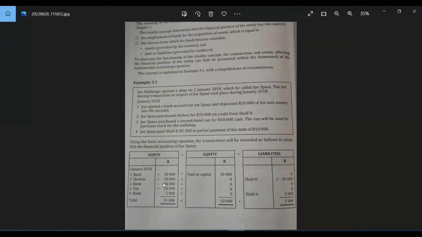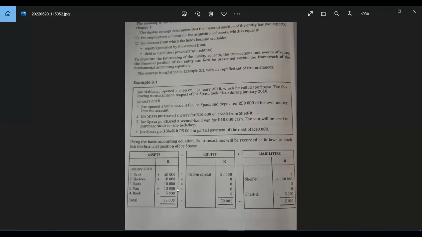So this was number 3. It's plus and minus 10,000. You can see that here. So your bank account will decrease by 10,000. And then see number 3, it's got it twice because it was the debit and credit both in your assets. Okay, so your bank is decreasing and van or motor vehicles, you could say, would be increasing by 10,000.